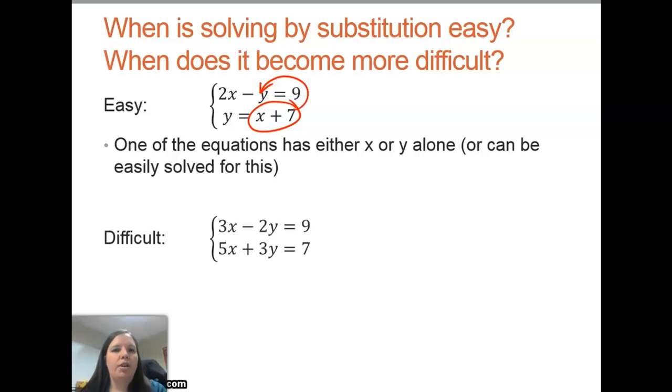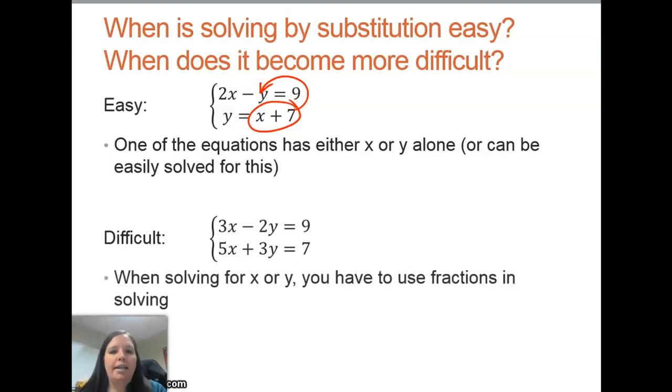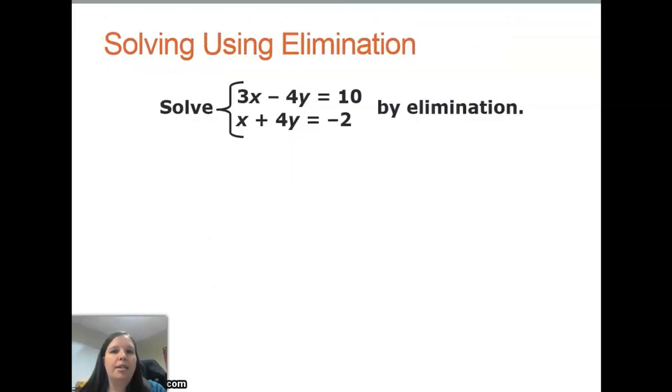Now, when is it more difficult? If we look at this equation, number one, no variables are solved or isolated. And if you go through the process of isolating one of those variables, you're going to be involving fractions no matter what. So that's going to make it much more difficult. So we have a new method that we're going to bring in called using elimination.